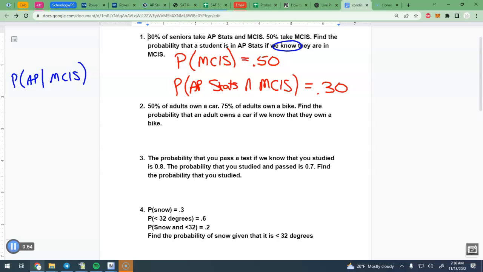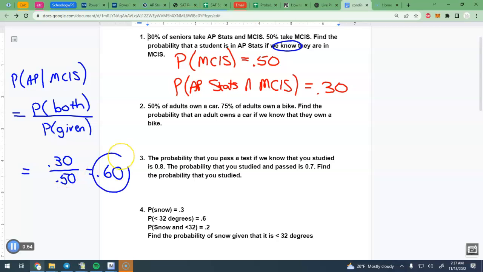So the formula is always the probability of both of those things divided by the probability of what you know, or what was given. The formula is not bad. It's just a matter of reading the question, realizing it's a given and a conditional, and setting up this formula. So what's the probability of both? It's 0.3. The probability of the given is 0.5. So if you divide those, you get 0.6.